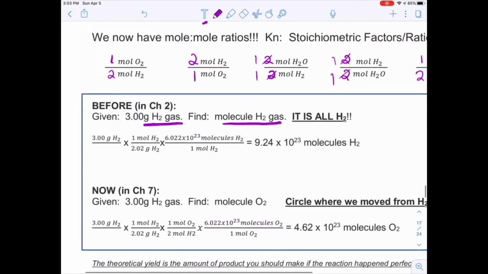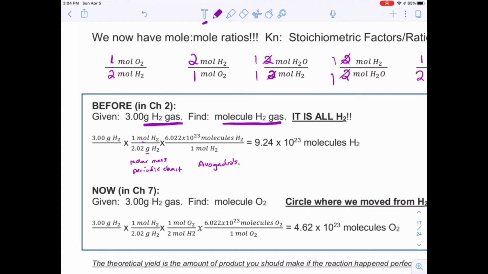So we've got our grams, and then we do grams in 1 mole, and remember that's the molar mass, and it's from the periodic chart. And then over here we have Avogadro's number. Remember, that's how many molecules are in a mole of something. So you've done that before.